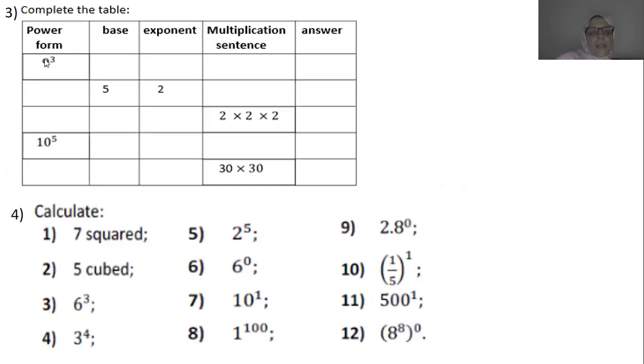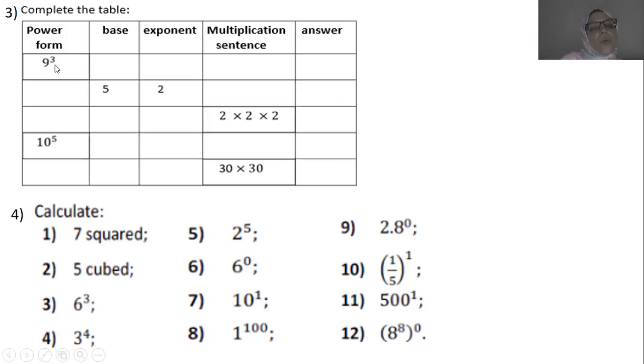In exercise number 3, we should complete the following table as required. Here we have to know the power form of the number. We should specify the base and the exponent in each one. We should write the power form as a multiplication sentence, or inversely, a multiplication sentence in power form. And finally, we should multiply and find the answer.